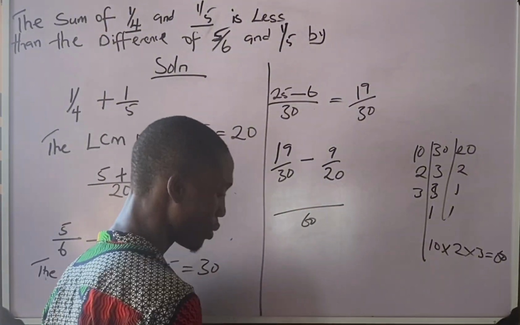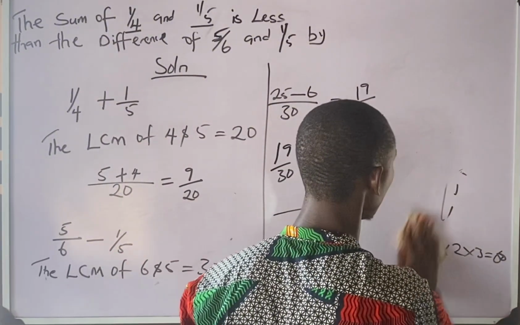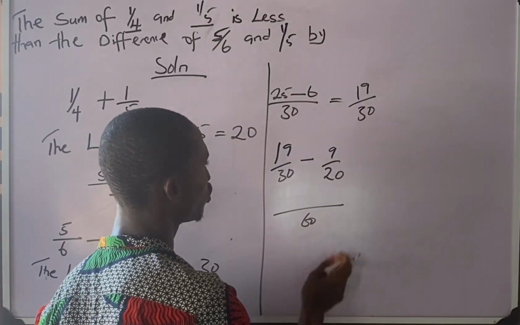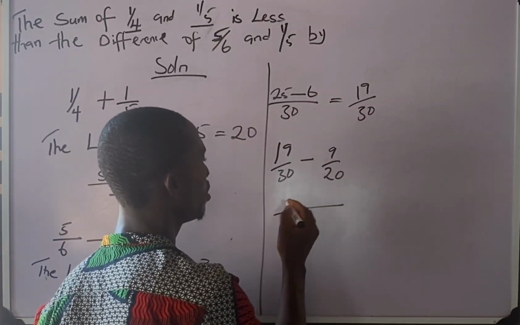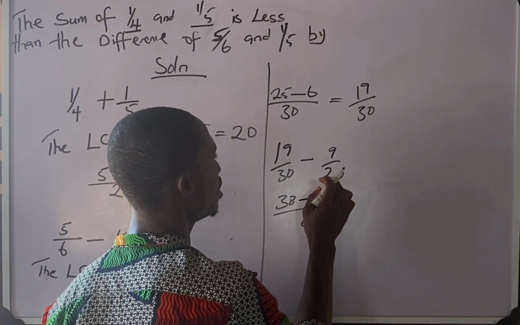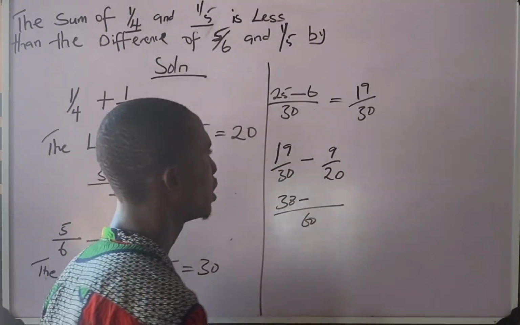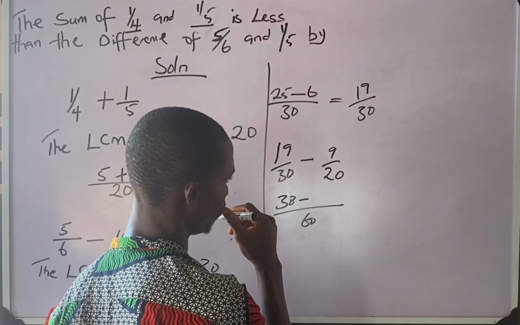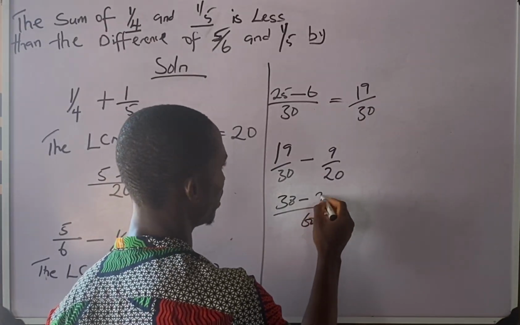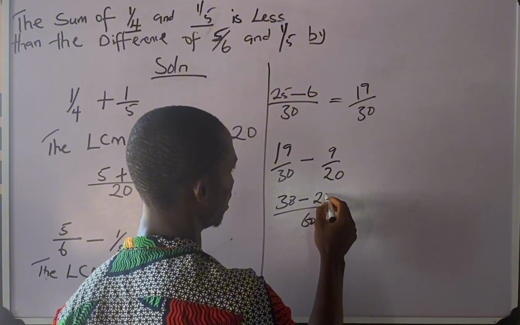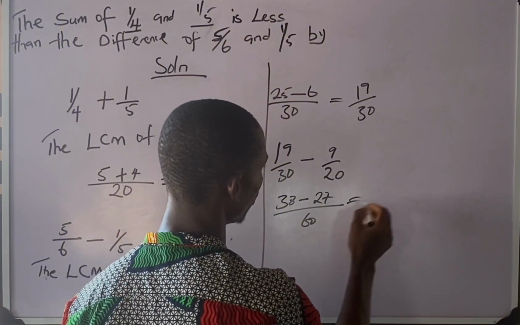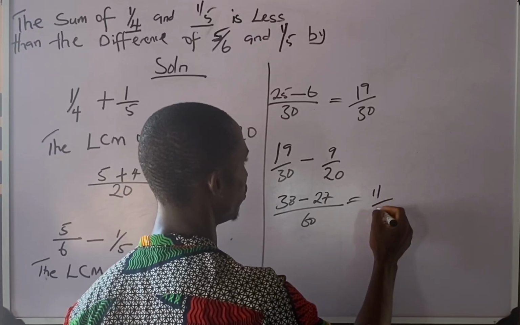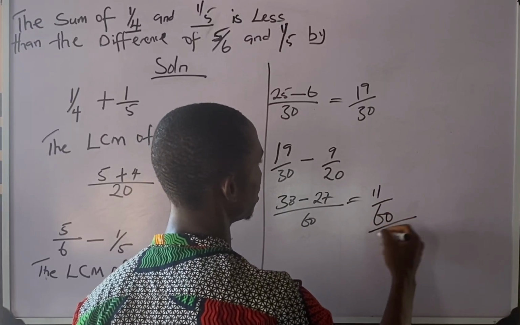So we now solve. 60 divided by 30 gives us 2, and 2 times 19 gives us 38. Minus 60 divided by 20 gives us 3, and 3 times 9 gives us 27. So this is equal to 38 minus 27, which gives us 11 all over 60. So this is the final answer.